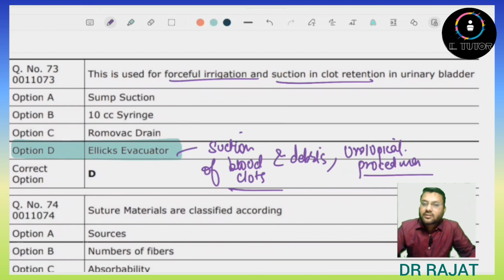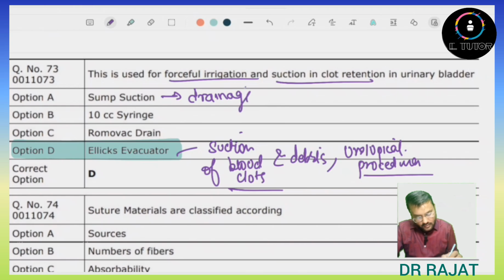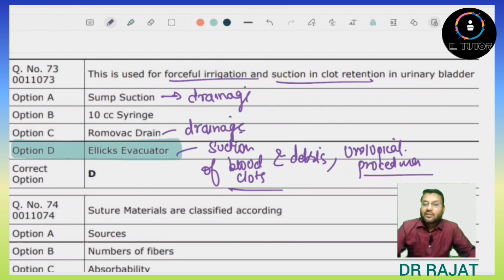Now if we talk about this suction, then it is used for the drainage. 10 cc syringe is used for irrigation but not suction. Romovac drainage again used for drainage. So answer here will be Ellik evacuator, which is used for forceful irrigation and suction both, and mainly it is used for the suction of the blood clots.